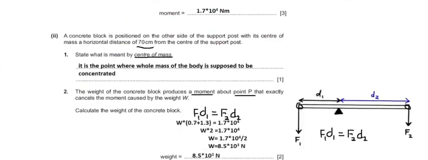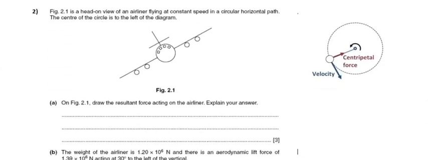Now we'll see the second question here. Figure 2.1 is a head-on view of the airliner flying at constant speed. You can see it is flying at constant speed in a circular horizontal path. This is very important. The center of the circle is to the left of the diagram. So here, question A: on figure 2.1, draw the resultant force acting on the airliner and explain your answer. So we need to draw the resultant force.